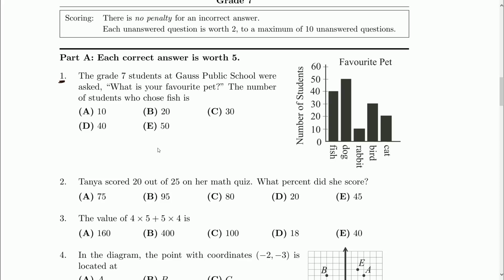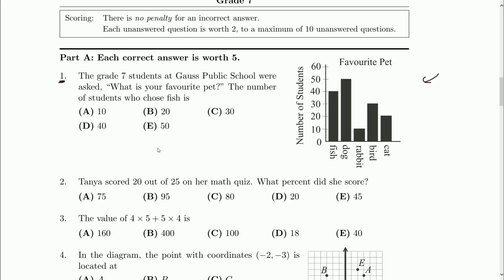So, question number 1. The grade 7 students at Gauss Public School were asked, what is your favorite pet? The number of students who chose fish is... Okay. So, we've got a nice little chart here. And I think this might be the first time I'm not going to have to write something down in my notepad, because all the information we need is going to be presented just with this little chart. So the question is, do you know how to read a chart?